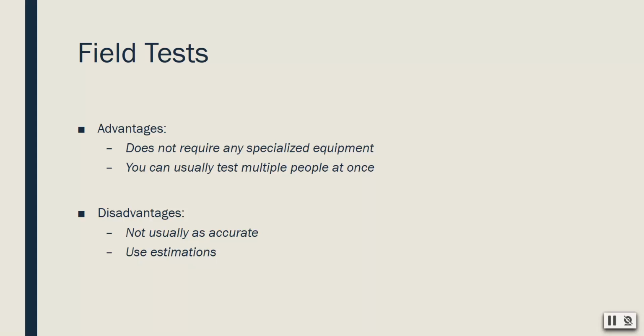Some disadvantages of field tests include that they're usually not as accurate because, for example, for this test, we're not actually able to measure gas exchange. We're just estimating it using heart rate and time. And also we're using estimations. As you're going to see in this lab, you're going to use a series of calculations to estimate the VO2 max.